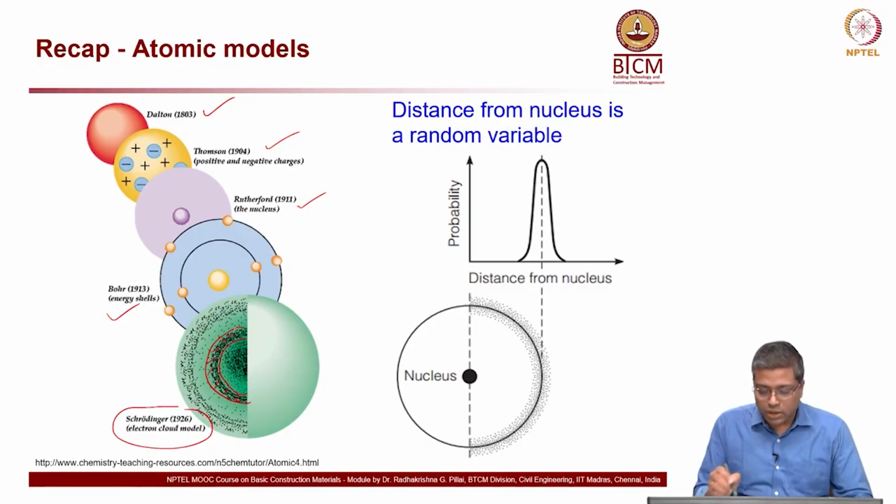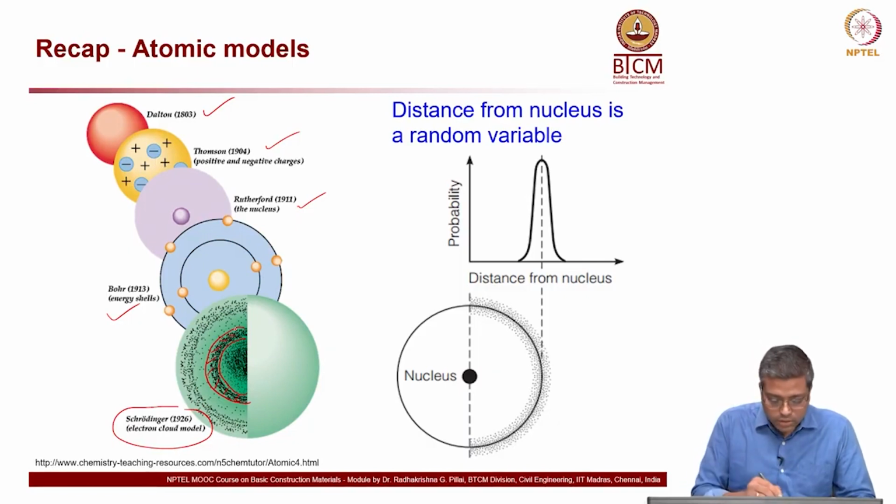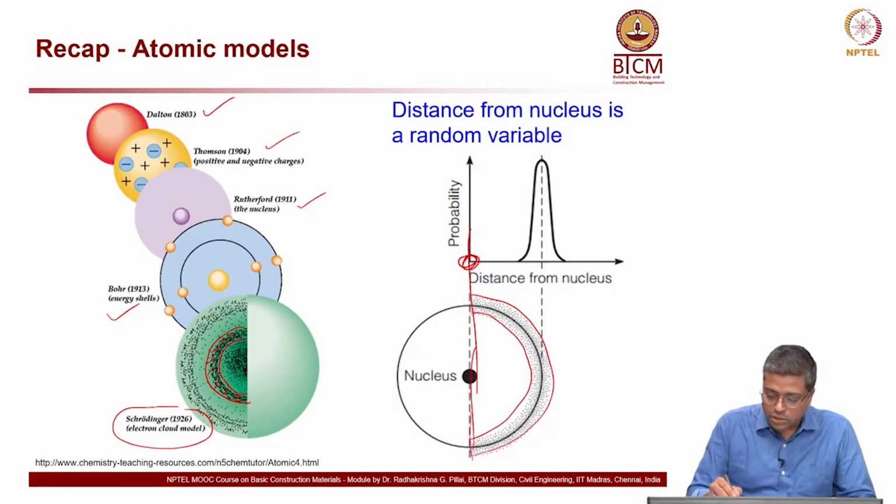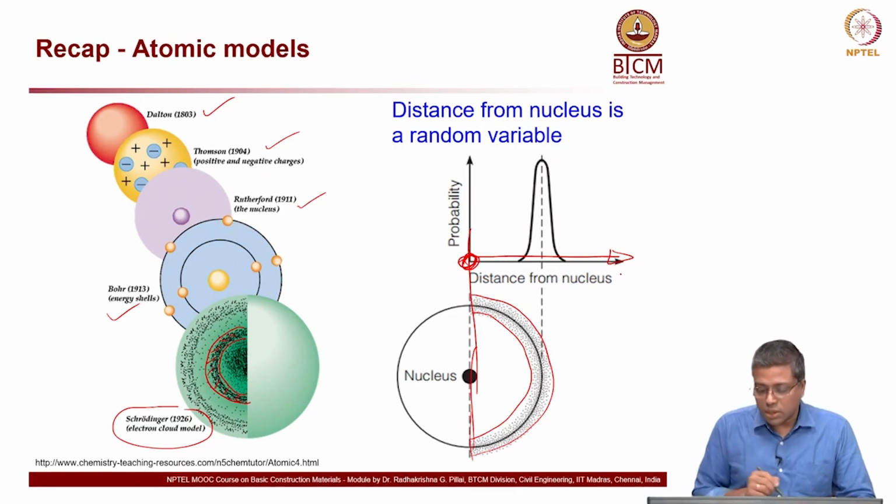Okay. Now, look at the picture on the right side, the same cloud, redrawn and shown here. This is that cloud we are talking about. Now, if you draw the vertical line here, that is the position of the nucleus. So, the nucleus is here. Now, as you move away from the nucleus, at a given distance from the nucleus, what is the possibility of finding an electron? That is what is drawn in this probability density function.